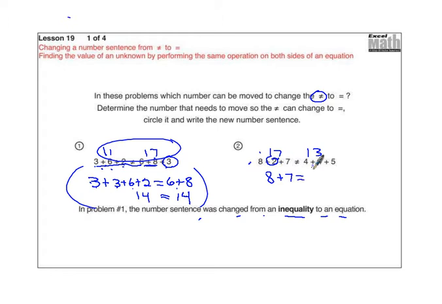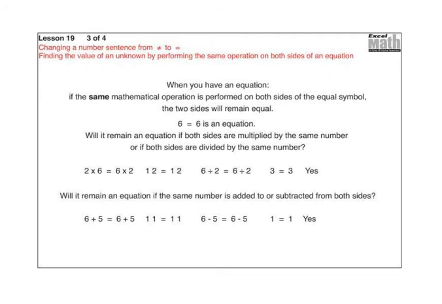Good. Now I'm going to move the 2 over to here. 4 plus 4 plus 5 plus 2. Okay, and what's 8 plus 7? 15. And what's 4 plus 4 plus 5 plus 2? 15. 15 equals 15. So moving the 2 was the correct answer. And again, that 2 would go in your check answer.